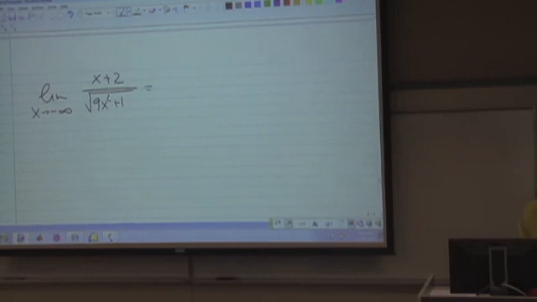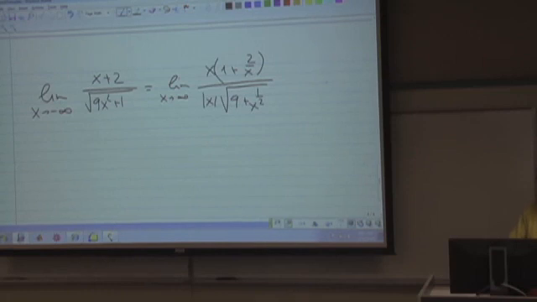So the idea is that I have x times the factor 1 plus 2 over x, divided by the absolute value of x times the square root of 9 plus 1 over x squared. Right? I did 2 steps in one. Remember, first of all, I factored out an x squared inside the square root. And then when you take it out, you end up with the absolute value of x.